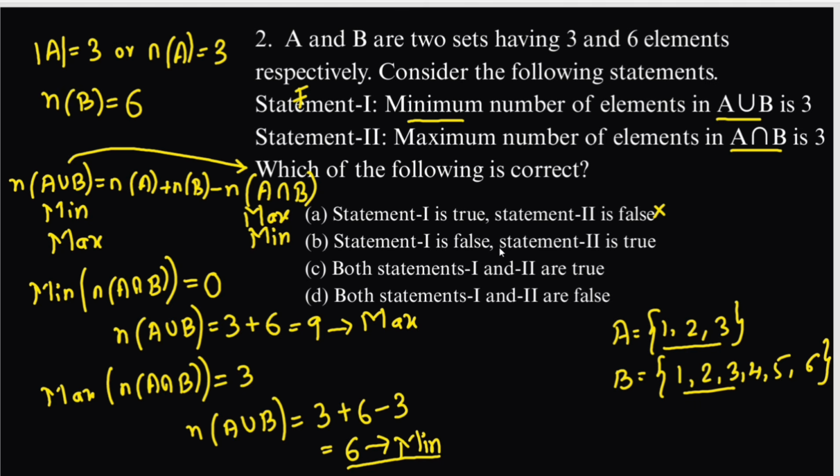Next, option B. Statement 1 is false, correct. But we don't know about statement 2 here, so we'll check statement 2 now. It is the maximum number of elements in A intersection B. So what is my maximum value of A intersection B? It is 3, correct? That is what is given. So statement 2 is true. Therefore, option B is correct.